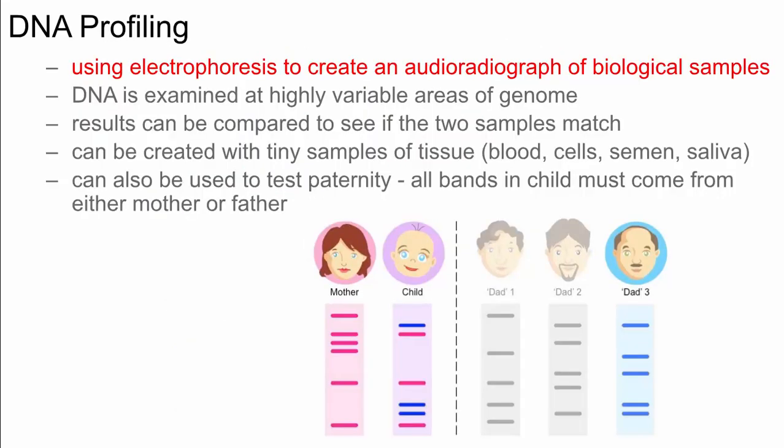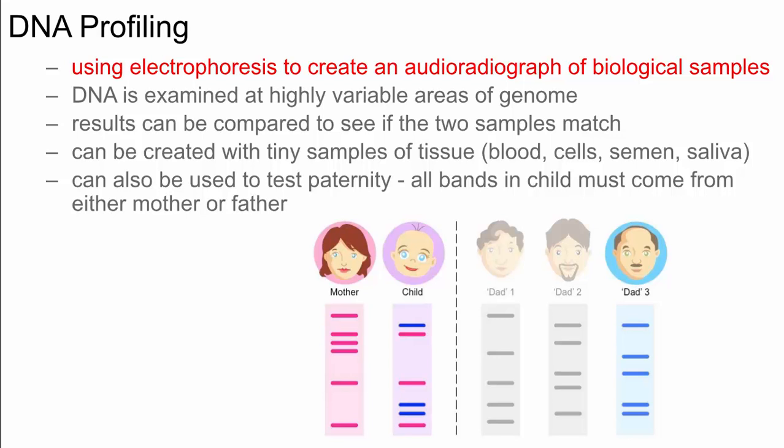So here's an example. Here we have a mother and a child, but we don't know who the father is. So we can create a DNA profile of these individuals. There are 3 possibilities for who could be the father of this child. If only they had this in Westeros, it'd be perfect.